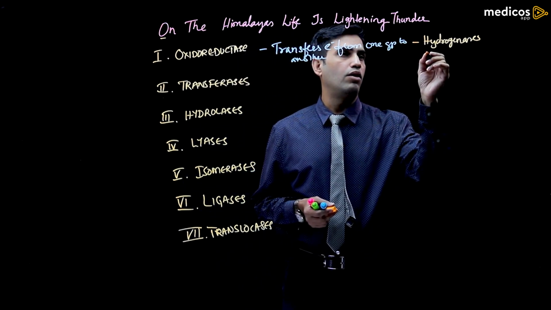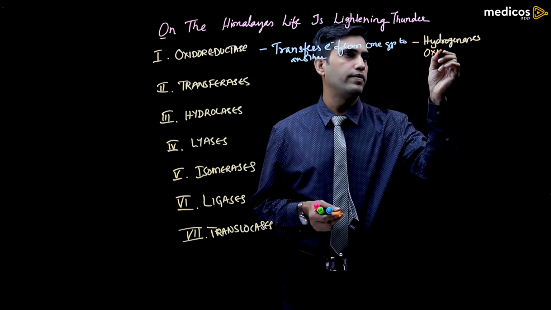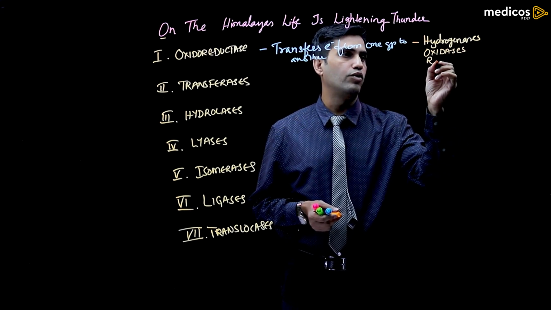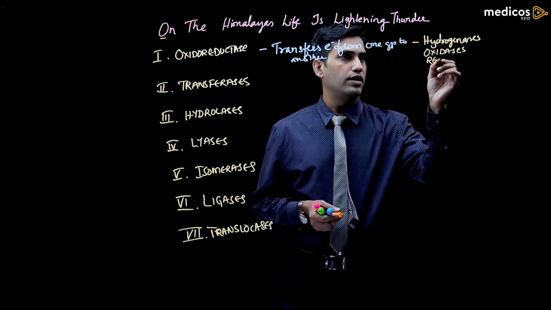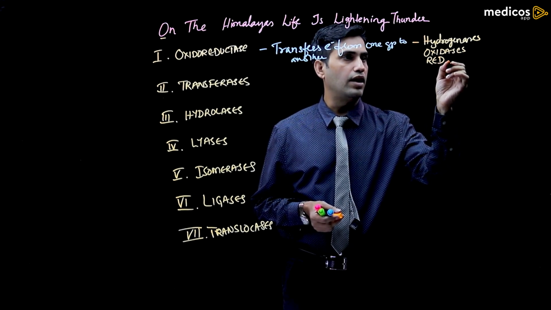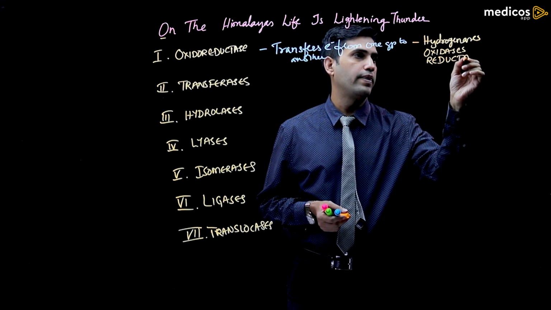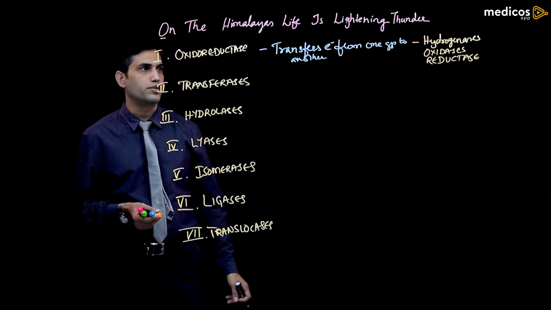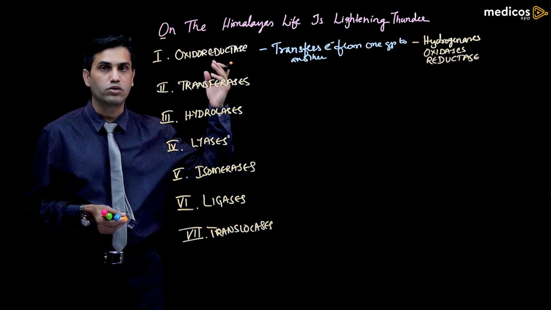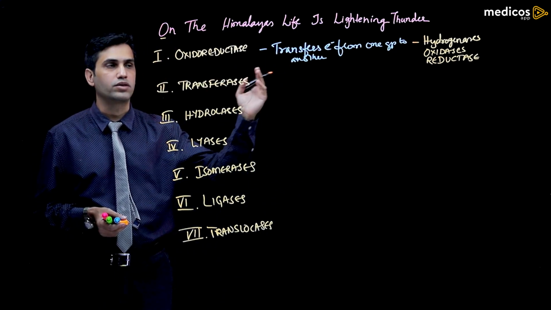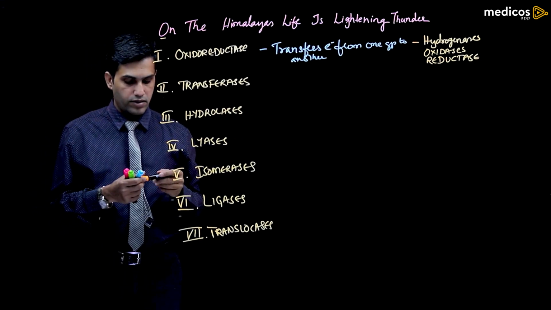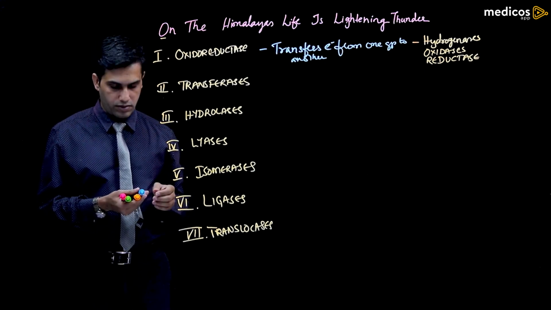Then oxidases and reductases, like monoamine oxidase, aldehyde reductase, monoamine oxidase, all those are examples for that. You don't need to write all those examples, just write hydrogenases, oxidases, reductases. Okay, so those compounds form oxidoreductases.